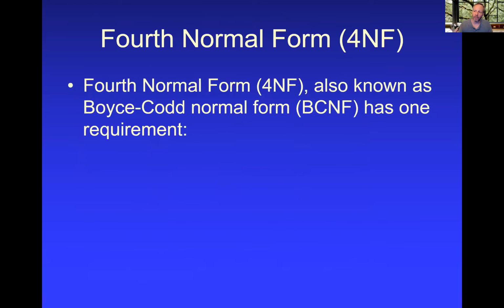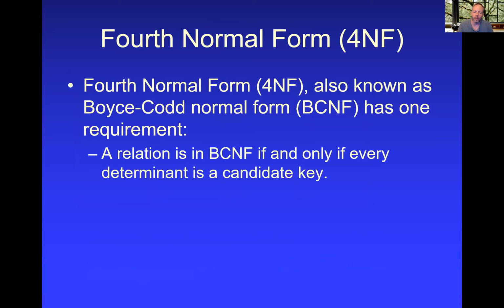There is actually a fourth and even a fifth normal form. Fourth normal form is also called Boyce-Codd normal form. And what it suggests is that every relation is in Boyce-Codd normal form if and only if every determinant is a candidate key.